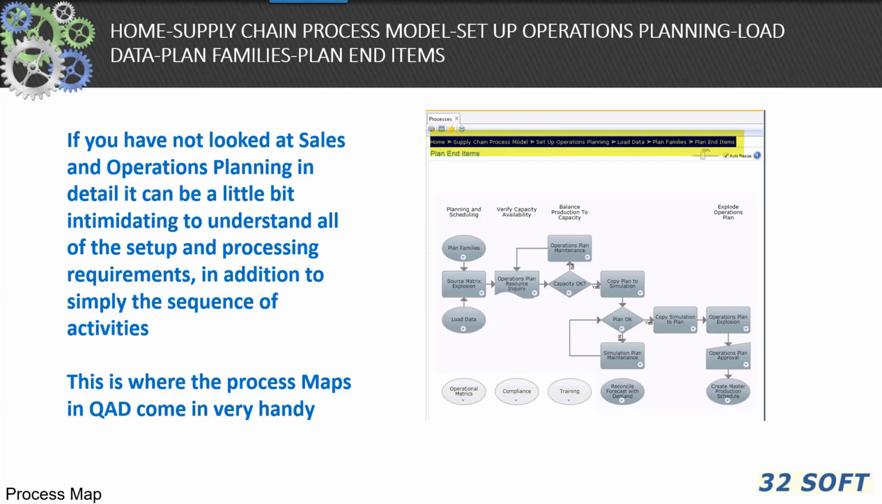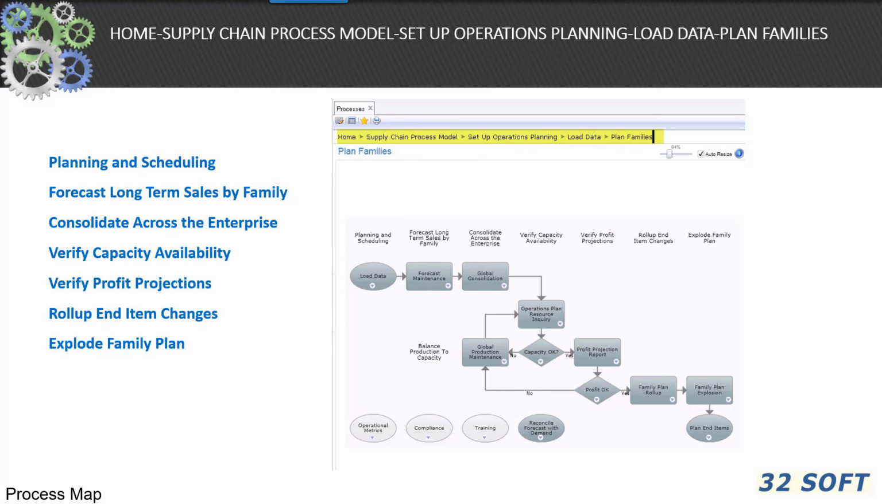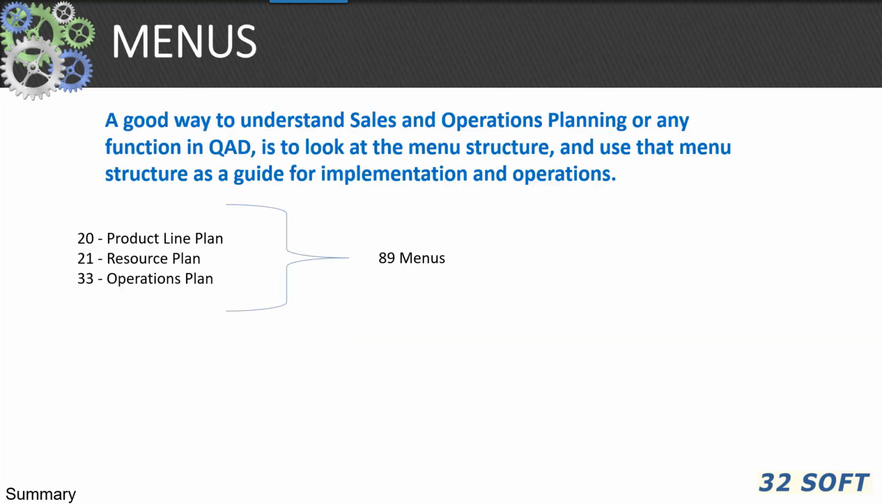As with most things in QAD, the use of the process maps is very, very helpful. If you haven't looked at sales and operations planning in detail, it can be a little intimidating to understand the setup and process and requirements in addition to simply the sequence of activities. This is where process maps come in very handy. Here we have the setup of the operations planning. You can look at how you load data, planning, scheduling, forecast, verifying capacity. These are extremely helpful tools for understanding and implementing the sales and operation planning.